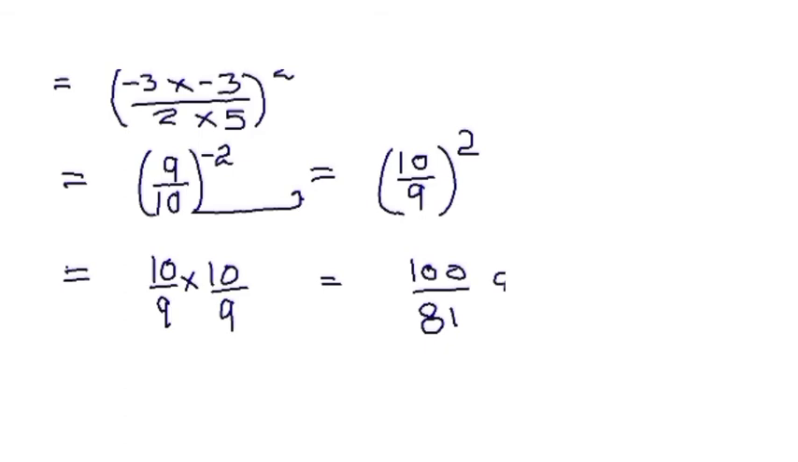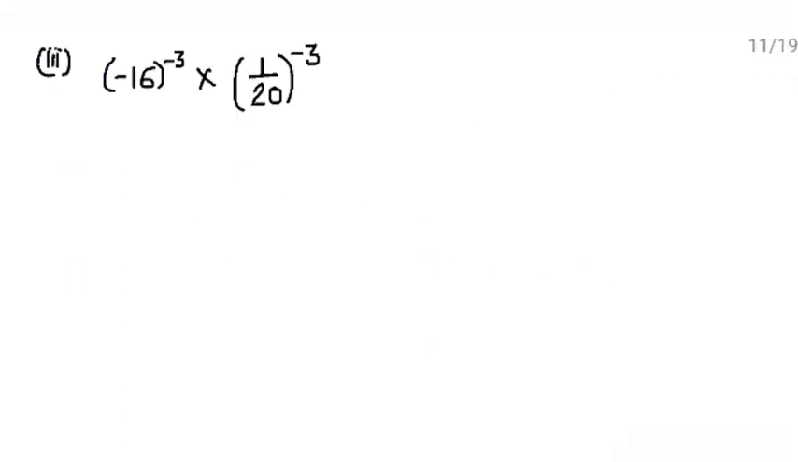This is your answer. Next part is third part. Minus 16 raised to the power minus 3 multiply by 1 upon 20 raised to the power minus 3. Again bases are different and the powers are same, so we will multiply the bases.